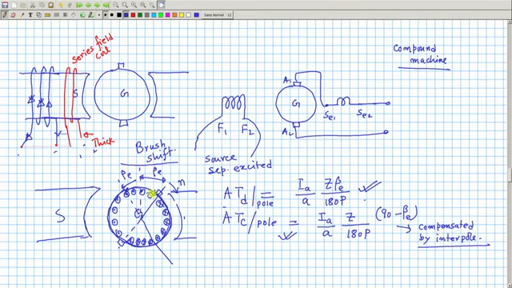And the demagnetizing part I will compensate by connecting a series field winding, because demagnetization in this portion will produce flux along this direct axis. So, I will connect the series winding and do the compensation. ATD per pole, if you divide by the armature current, you will get the number of series field turns.